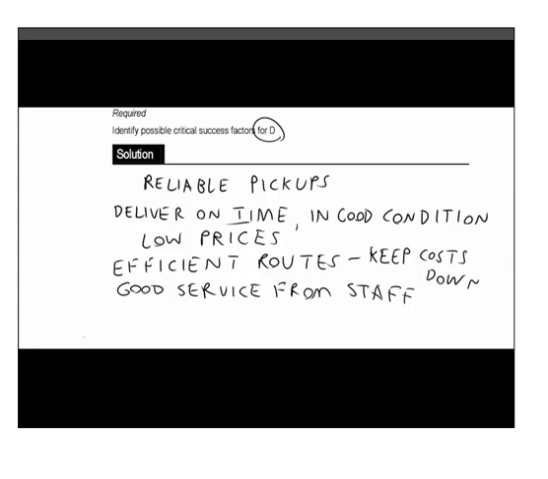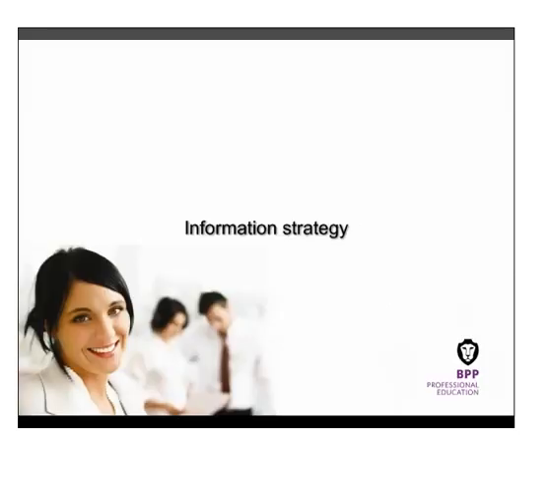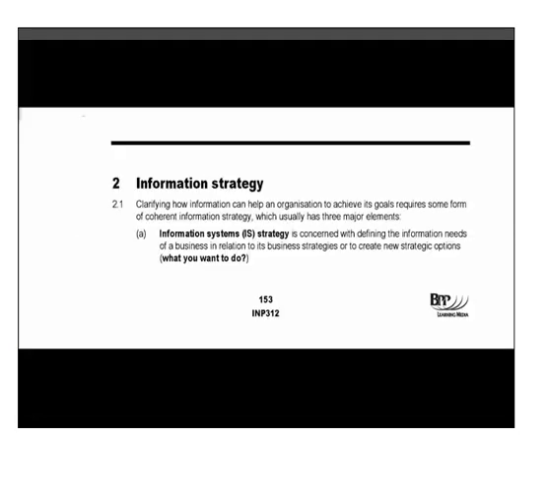As we've already mentioned, if you're going to use information to deliver on your CSFs and succeed in your strategy, you need an information strategy. You need to plan this out. You need to think about it. It's not just going to happen by itself. And there are three aspects to an information strategy. This is also covered in E3. It could be and has been tested in either paper, so it is an area of overlap.